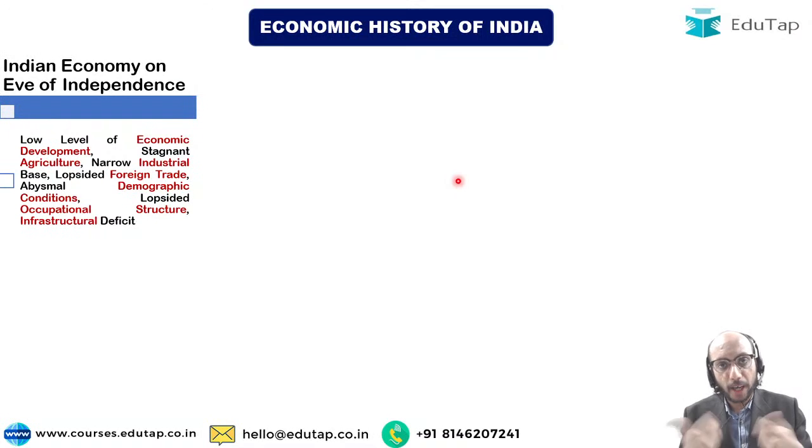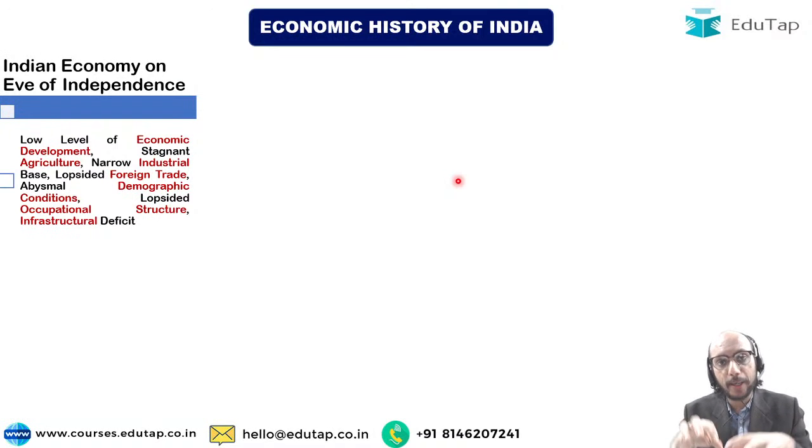Because our population growth was so high, even if there was a meager increase in India's agricultural production, that was not really much. Agriculture was stagnant also because there was hardly any investment being undertaken in the agriculture sector. You have to be able to point out that there were zamindars, there were landlords, there were all kinds of problems in India's agriculture sector.